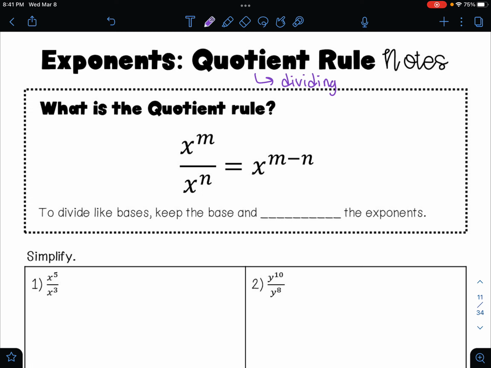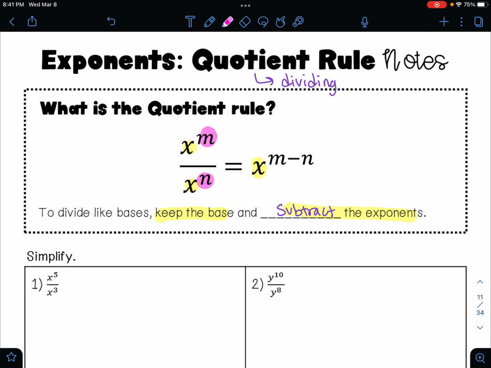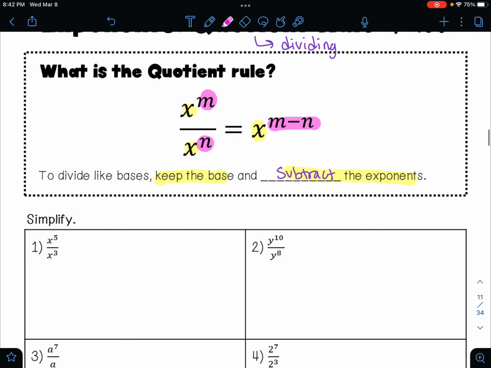The quotient rule says to divide like bases, we are going to keep the base and we are going to subtract the exponents. So that's the important part. Keep the base, subtract the exponents. So in this rule right here, we can see we have a base of x, an exponent of m, and an exponent of n. So we're going to keep this base of x, keep that x, and then we are going to subtract the exponents. Numerator minus denominator.